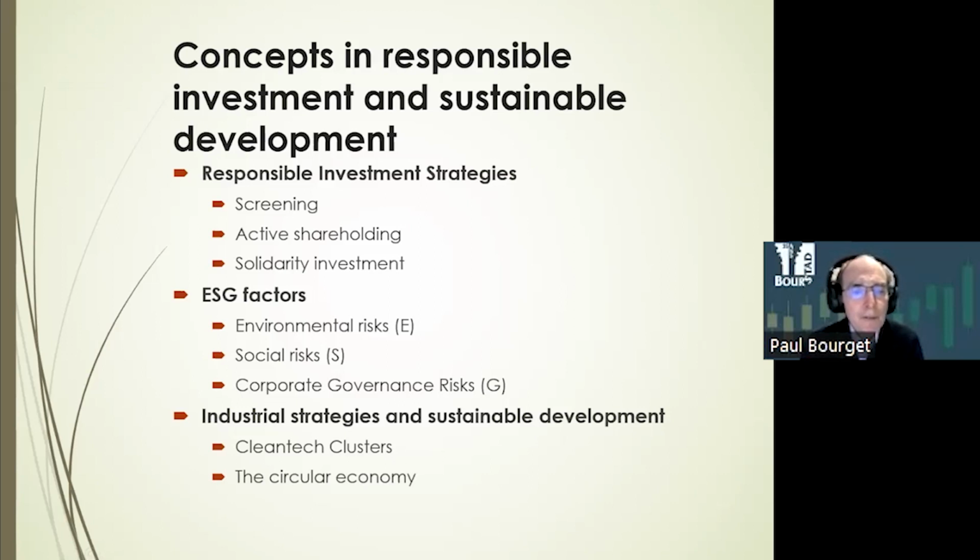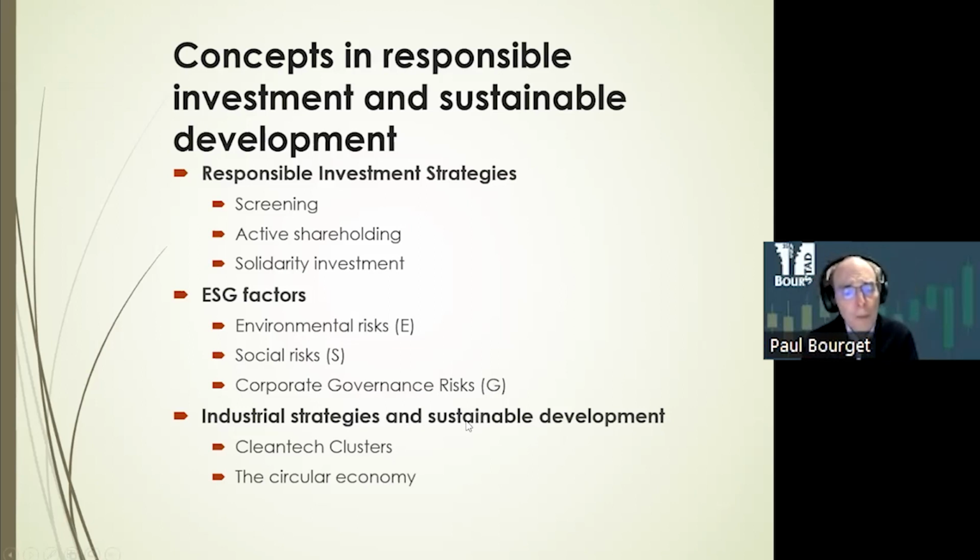ESG factors: environmental risk, social risk, corporate governance risk. So these are the extra-financial risks that you may look at when you manage your portfolios, trying to avoid the firms that have too much risk, either for environmental factors, social factors, or governance factors.